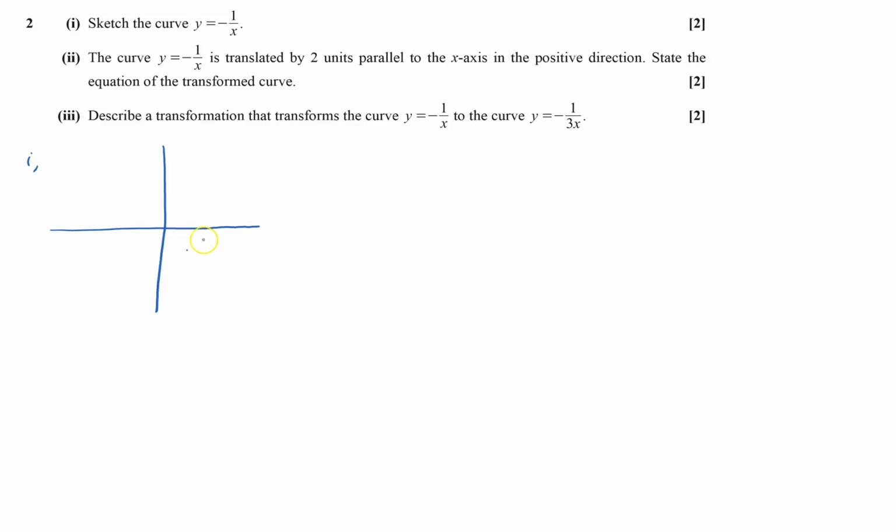If x is 2, it's going to be minus a half. If x is 3, it's going to be minus a third. And all I have to do is join those up. You can see it's never going to hit that axis, and it's never going to hit that one. And also now if x is minus 1, 1 over minus 1 is minus 1, but I've got a minus there, so that'll be 1. So it's going to go here, and then it's going to be a curve like so.